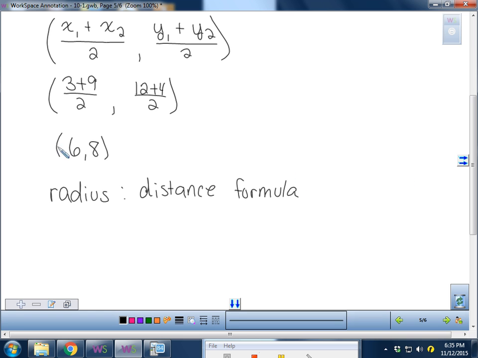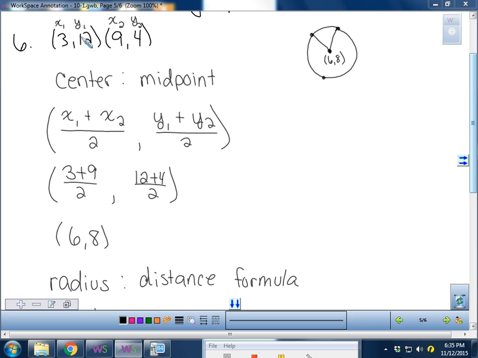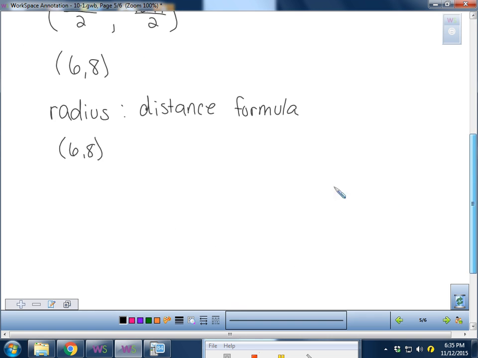All right, so I know I'm going to use my center, and then I have to choose. I can either use this point or this point. Either way, I'm going to get the same answer. It does not matter which one I use. So let's say that I'm just going to use 9, 4. That's a point on my circle.